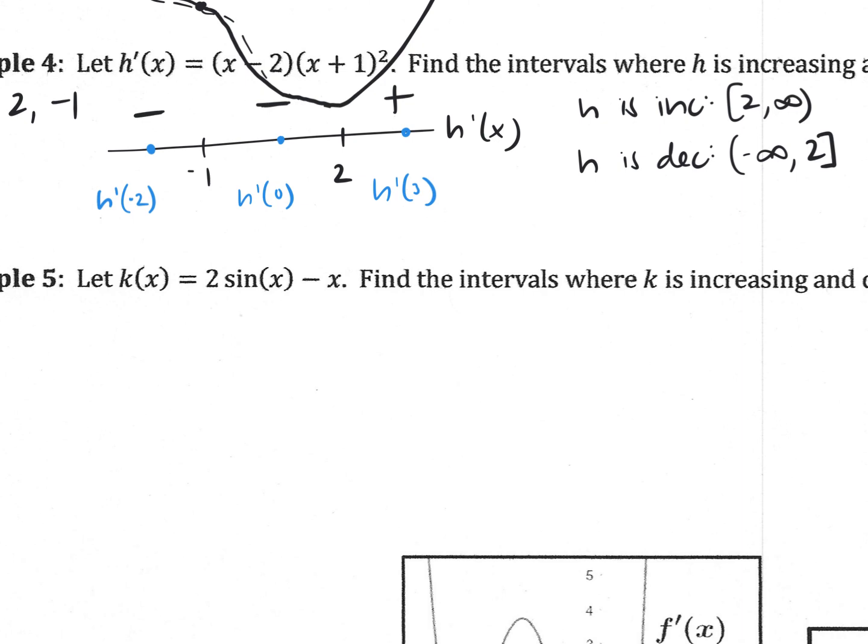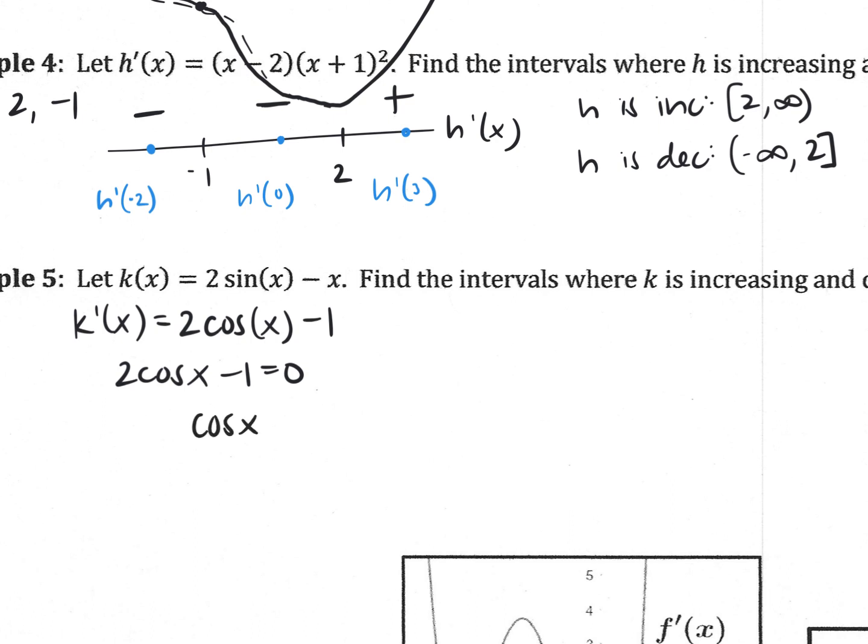So k prime of x is equal to 2 cosine of x minus 1. If I set this equal to 0, I get my critical points, right? So set 2 cosine of x minus 1 equals 0. That means cosine of x is equal to 1/2. So when is cosine of x equal to 1/2 on the interval from 0 to 2 pi?